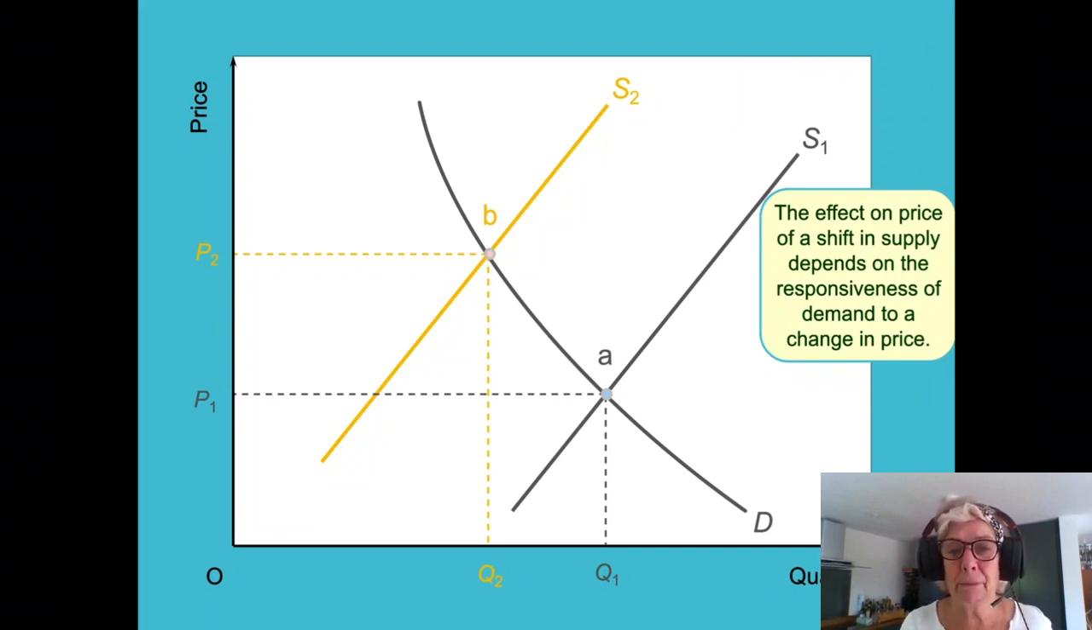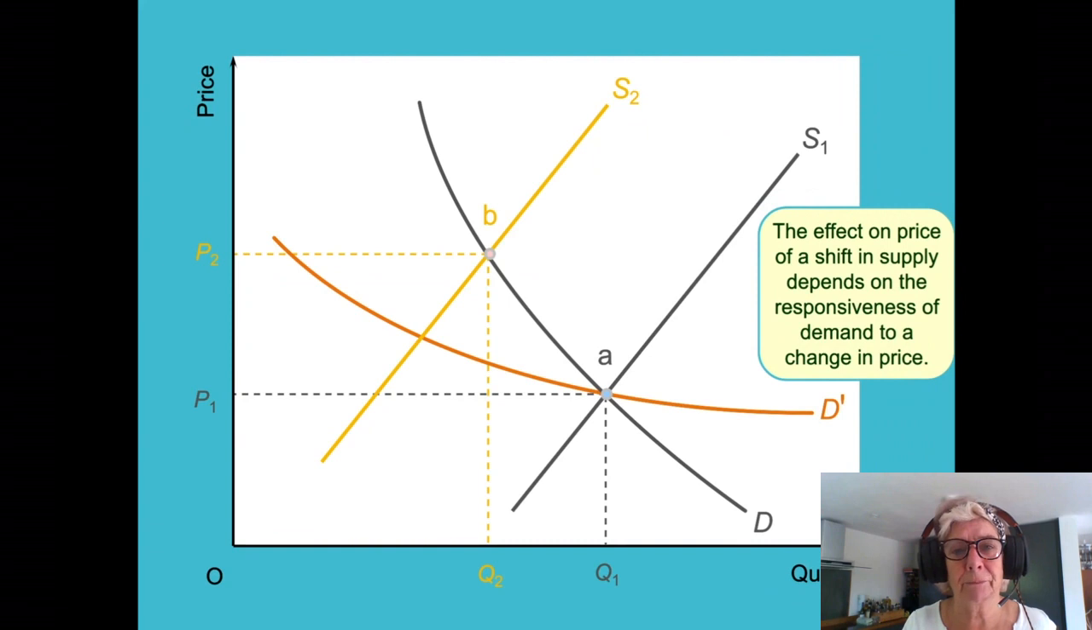This demand curve is steep, it's quite inelastic, isn't it? Well, we can see here that this shift in supply has caused a very big rise in price. Price has increased from P1 to P2. At the same time, there has been a fall in demand from Q1 down to Q2. Not a huge fall, but the big impact is on price, isn't it?